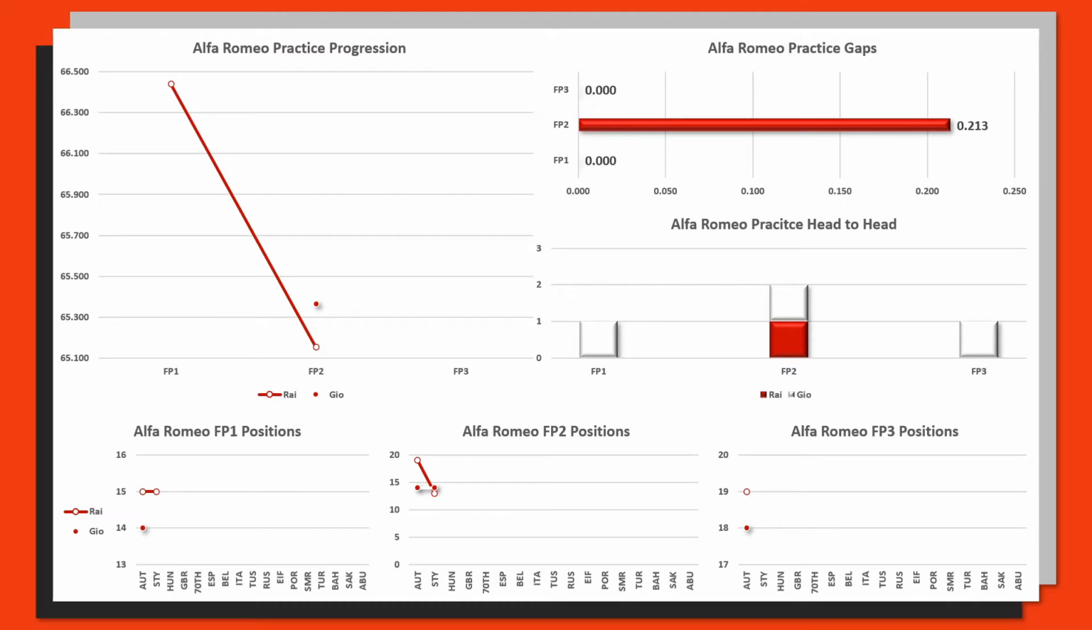And then we have Alfa Romeo, and again, Antonio Giovinazzi did not partake in FP1. And I've done something slightly different to Renault, so I have actually not counted the Giovinazzi not running in FP1 in favour of Kimi Räikkönen.